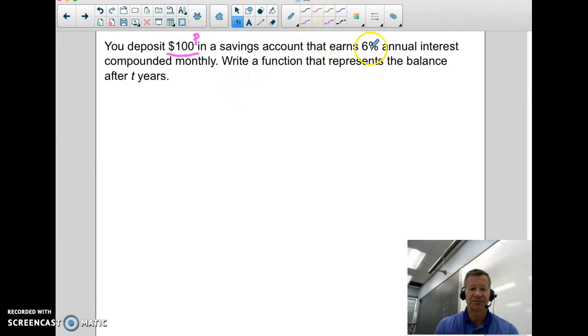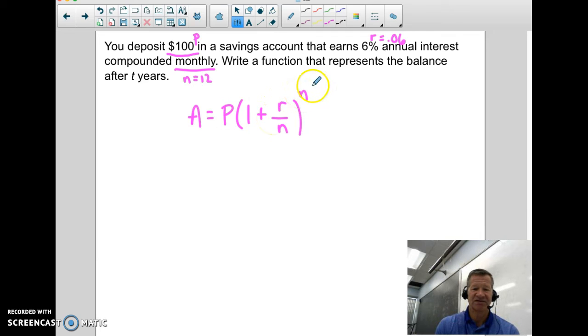In an account that earns 6%, that's our r, which when written as a decimal would be 0.06. Now it says it's compounded monthly. Monthly, there's 12 months in a year, so we know that our n value is going to be 12. So remembering the formula, A, the amount we'll have in our account, depends on the principal, which is then multiplied by 1 plus the rate divided up into n little pieces and raised to the n times t.